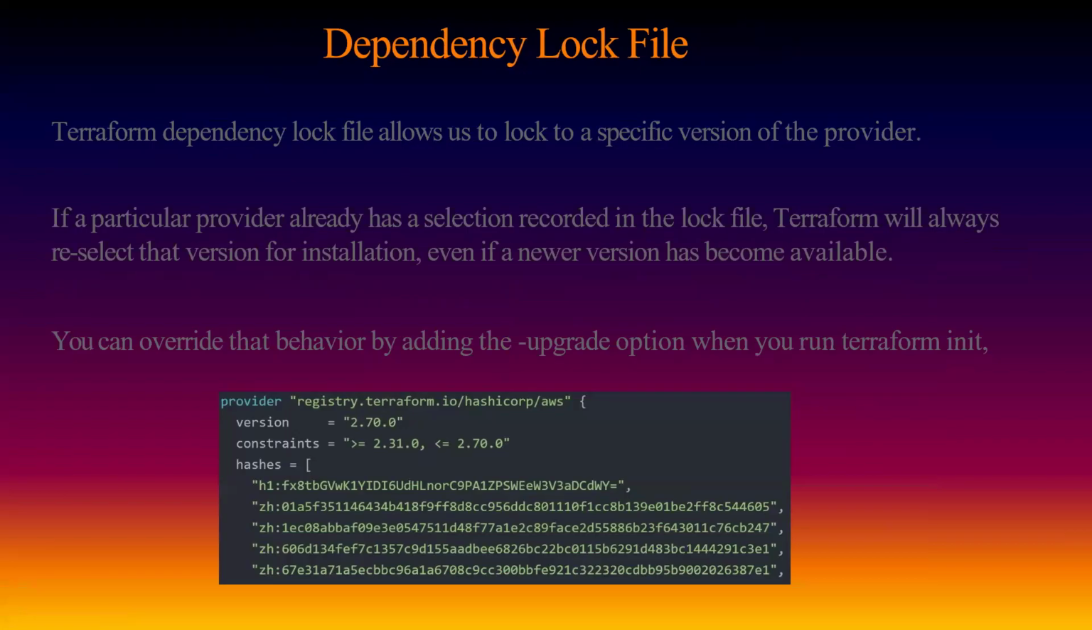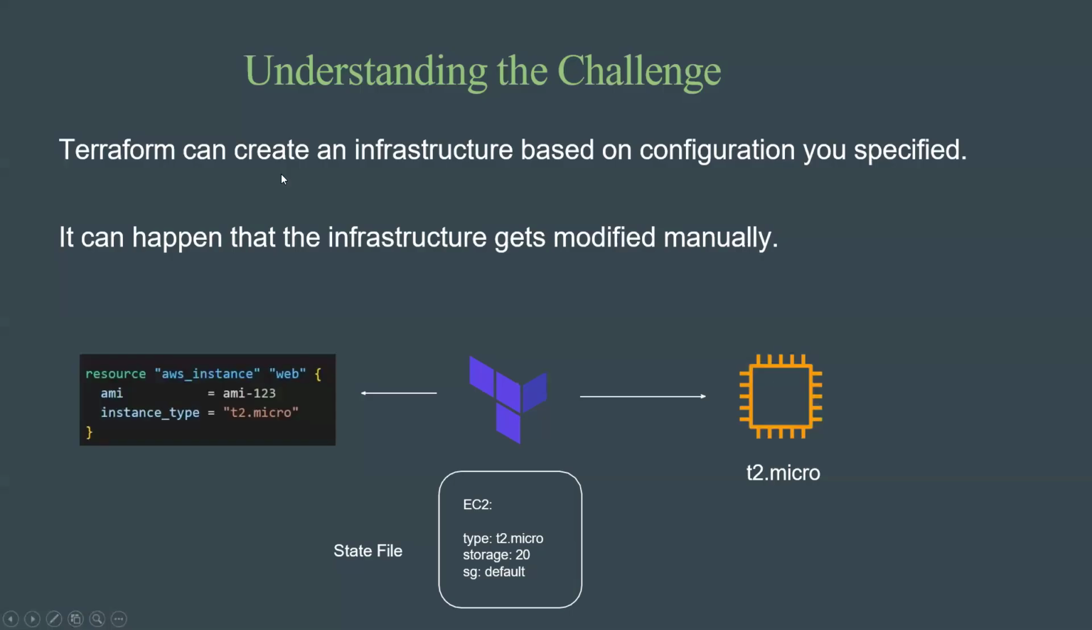So, the dependency lock file. The Terraform dependency lock file allows us to lock a specific version of the provider. If a particular provider selection has already been recorded in the lock file, Terraform will always reselect that version for installation, even if a newer version has become available. You can override that behavior by adding the -upgrade option when you run terraform init.